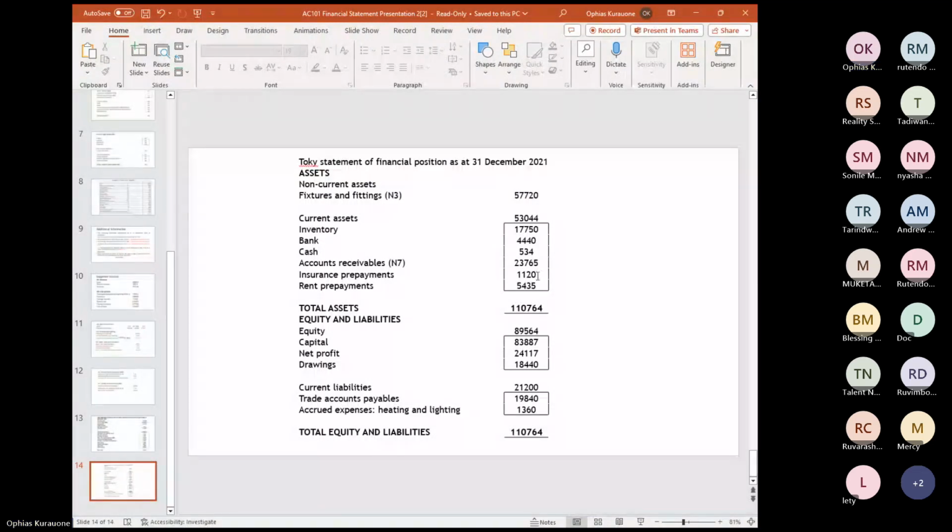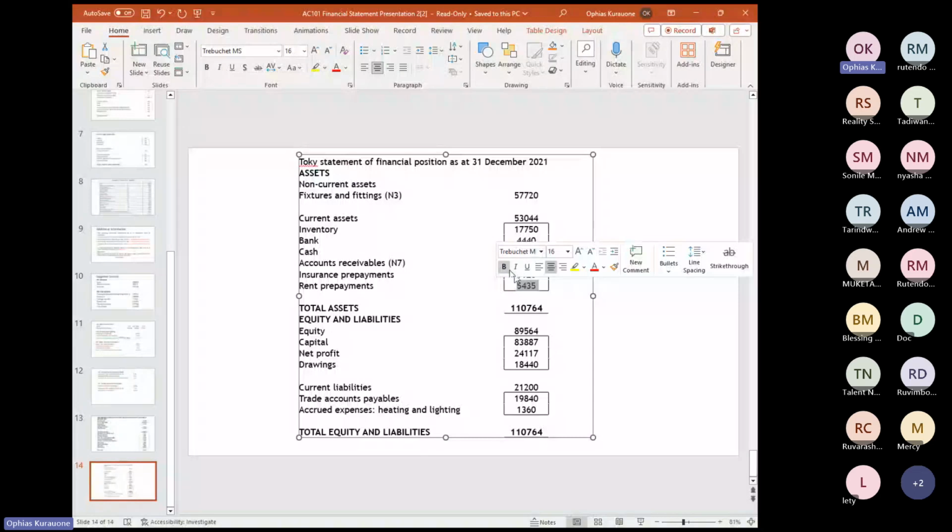Insurance prepayments, that is 1120. Account receivables, as we said earlier. Rent prepayments. These are all current assets. All the prepayments are current assets. Sometimes you can add these ones, 1120 plus 5435 here, to come with the total of prepayments. So prepayments fall under current assets because that is your resources. You can have significant influence on them.